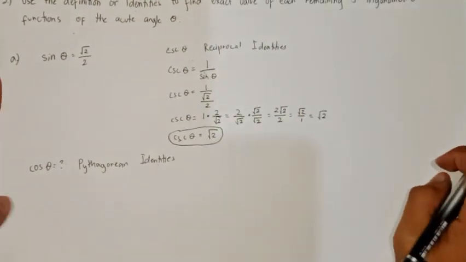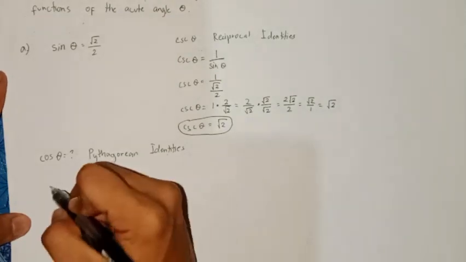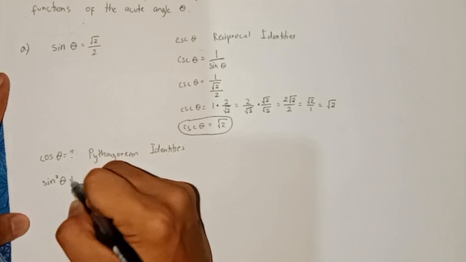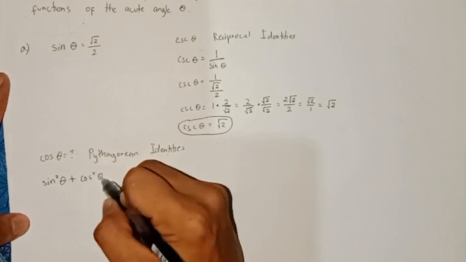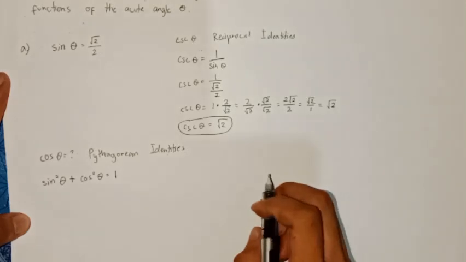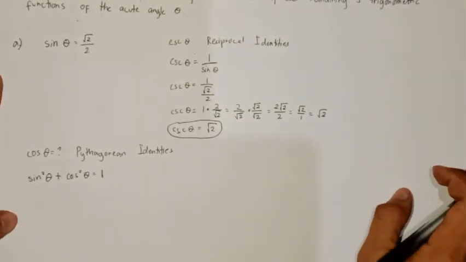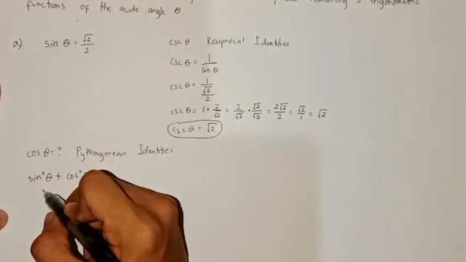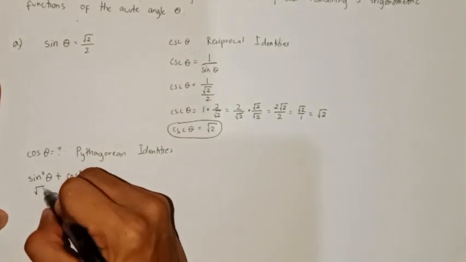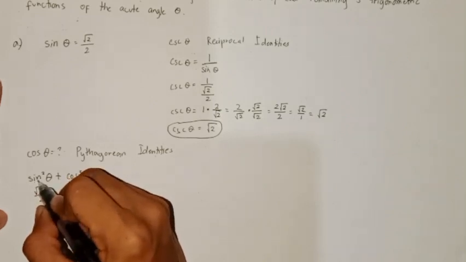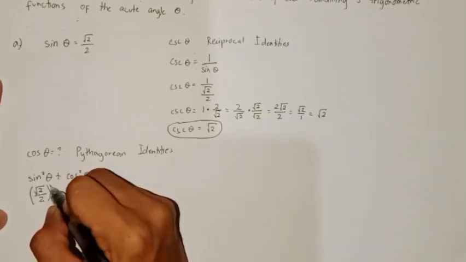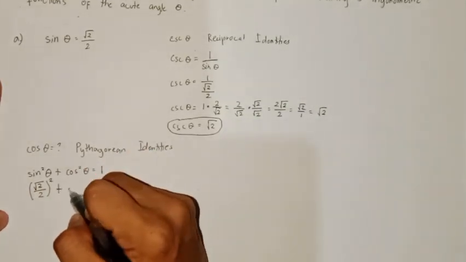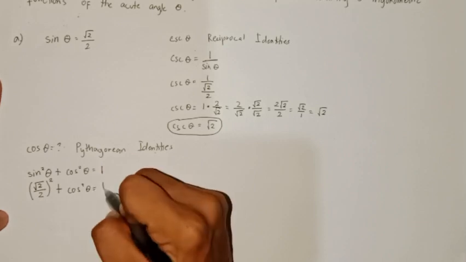Now, the formula that we are going to use is sine squared theta plus cos squared theta is equal to 1. Now, we will just substitute the value of sine theta. So sine theta is equal to square root of 2 over 2. Since it is sine squared, we will square the square root of 2 over 2, plus bring down cos squared theta is equal to 1.